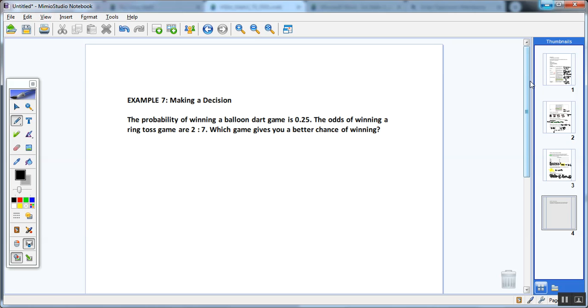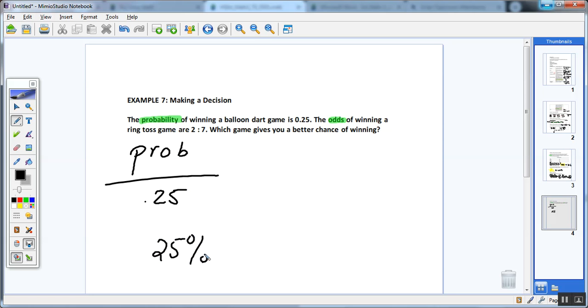Okay. I like this question. It says the probability of winning a balloon dart game is 2 to 7. Okay. I'm going to highlight something. But then they turn around and say, oh, by the way, the odds of winning a ring toss game are what? All right. It says which game gives you the better chance of winning, okay? When you're comparing probability and odds, turn stuff into a percent. Now, probability is already here. Our probability is what, kids? 25%. This is 25%.